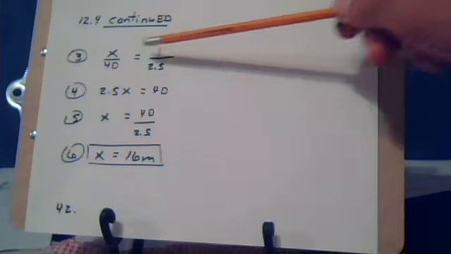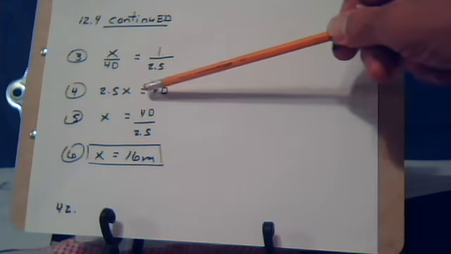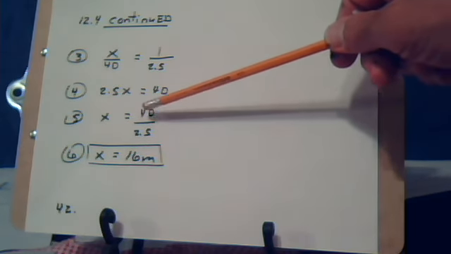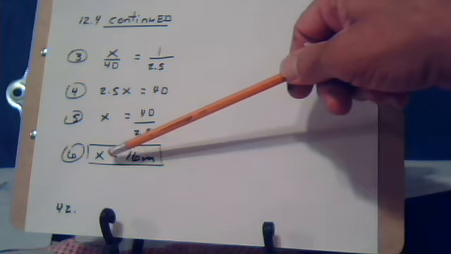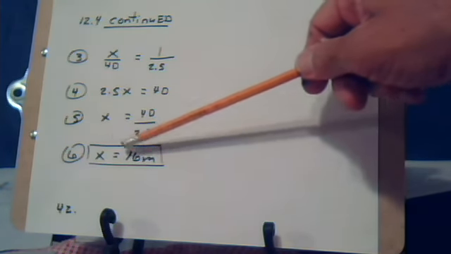So cross multiply: 2.5 times x and 40 times 1. Isolate the x. Divide both sides by 2.5. So it's 40 divided by 2.5. So without climbing the tree, you could find out that the height of the tree is 16 meters.